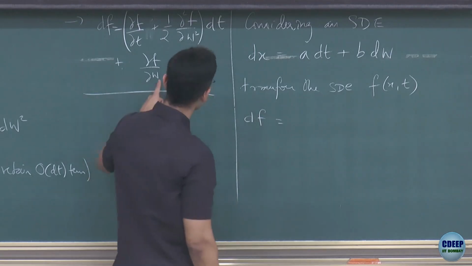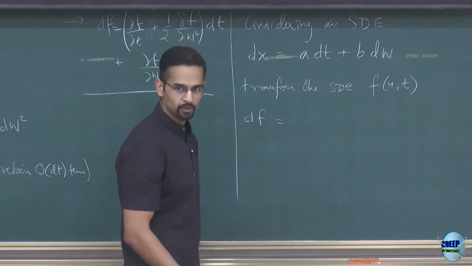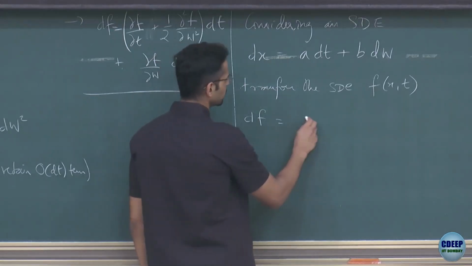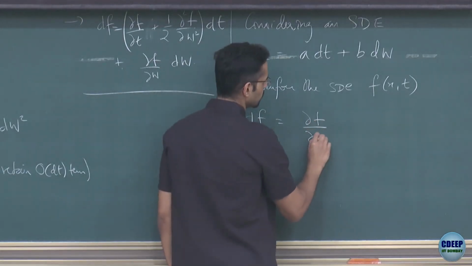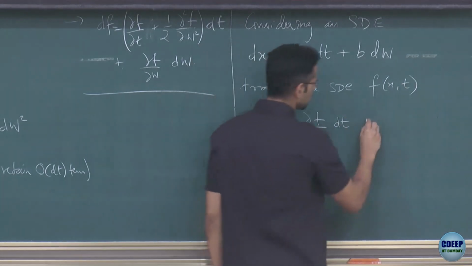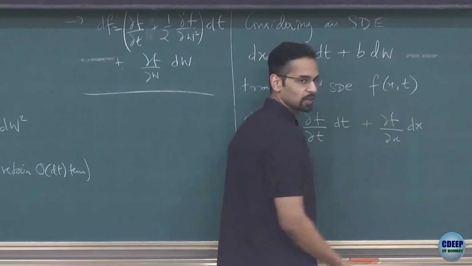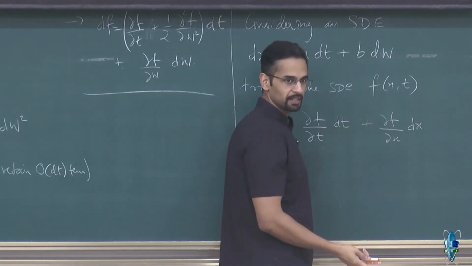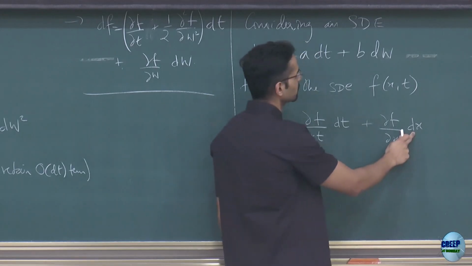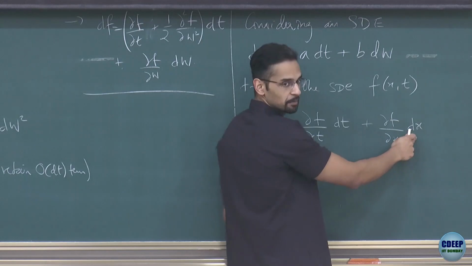I can either just apply this or let me just do the usual expansion, but keep in mind Ito's mnemonic, okay? So df again, I'll have dou f by dou t dt, that comes from the explicit part. But now I'll have dou f by dou x dx, and let me go to higher order, anticipating that I may need dw square terms, which will not come from here, correct? Because I'm going to substitute dx here, I'll only get dw.